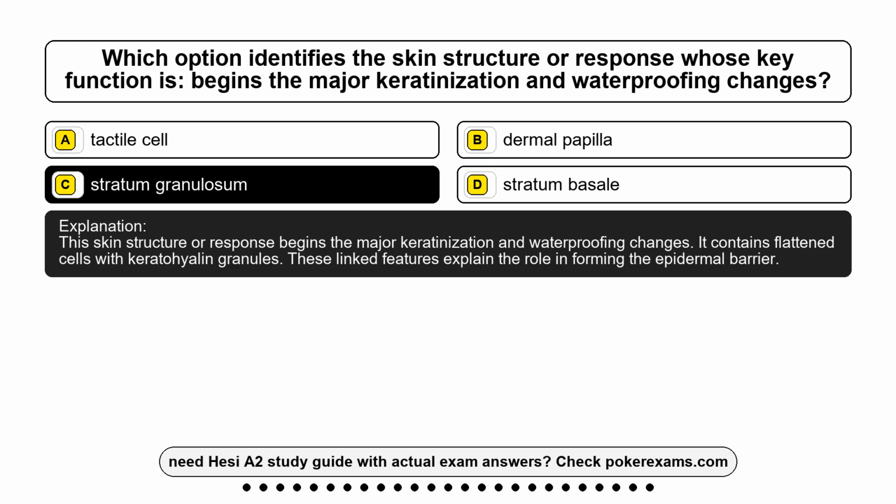This skin structure or response begins the major keratinization and waterproofing changes. It contains flattened cells with keratohyalin granules. These linked features explain the role in forming the epidermal barrier.